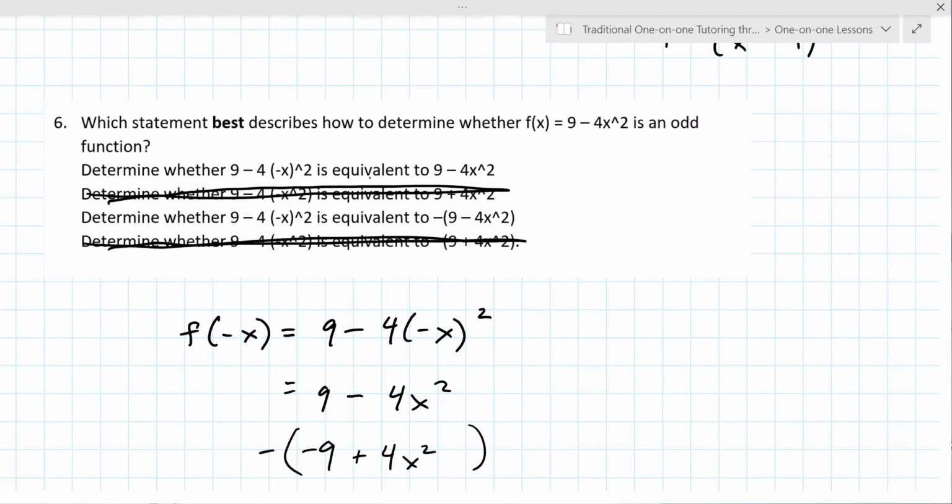This first one is for whether it's even, and the second one is for whether it's odd. The reason is because this is the original, and this right here is the original, but inside parentheses with the negative. Okay, so this is the correct answer. Yeah, that makes sense, because it's an odd function.